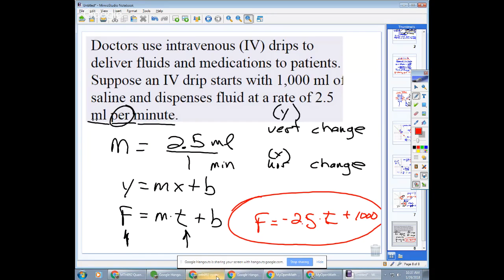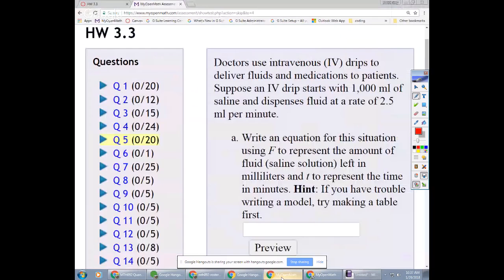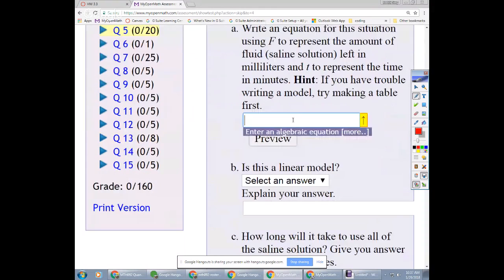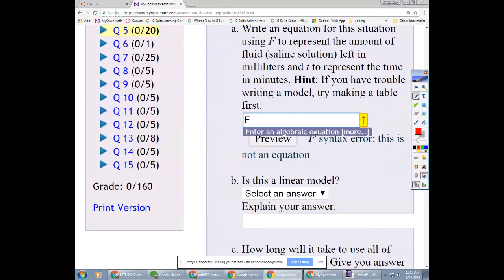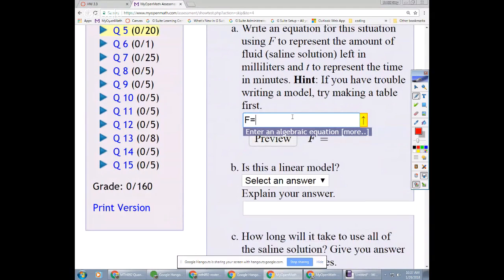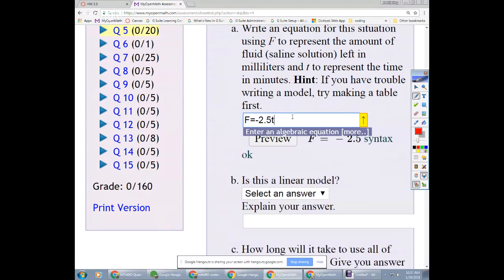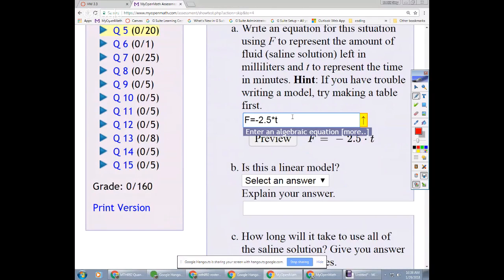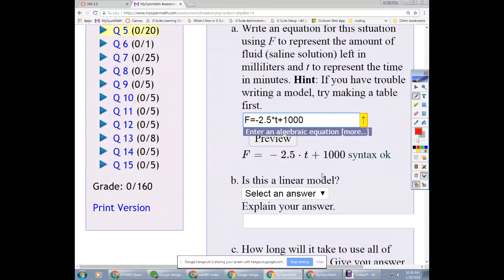Let's see, where is that screen? Over here, maybe? Yeah. So I'm going to write it as F. And notice it says write an algebraic equation. Anytime it says equation means there's got to be an equal sign in there. So F equals negative 2.5, and you can either put the t or you can do times t, whatever makes you happy. I'll accept it either way. All right, and then it shows me what it looks like. It says syntax is okay. It means I typed it right. Doesn't mean the answer's right.